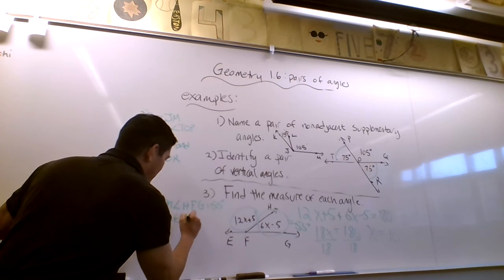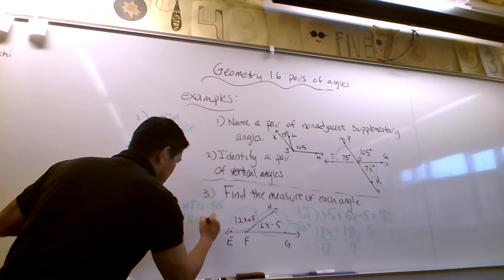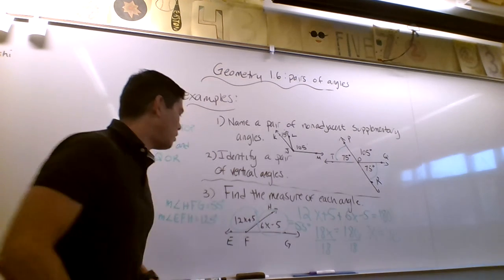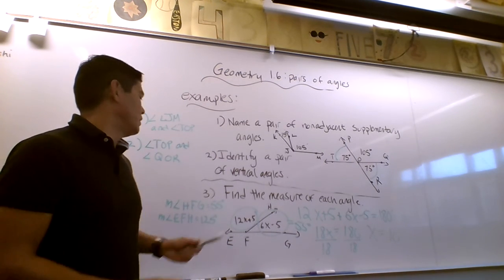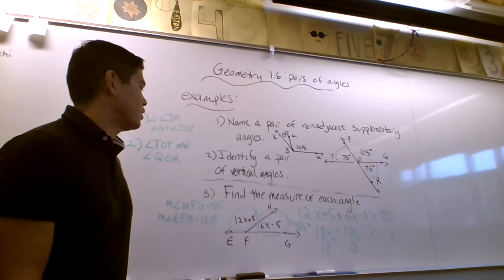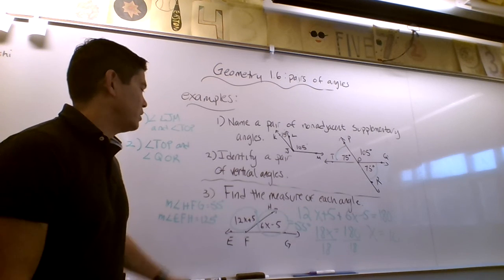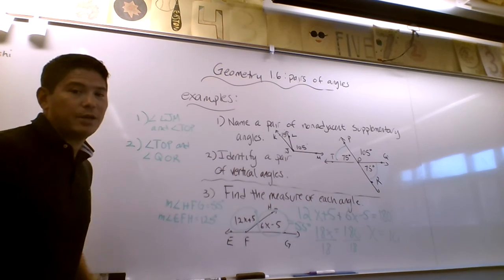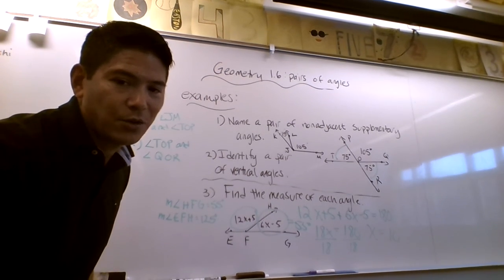Another way that you can find the measure of angle EFH, besides taking the supplement of 55 degrees, you could substitute 10 into this expression. 12 times 10, 120, and then plus 5, you still get 125. Either way, you get the same value or angle measure.